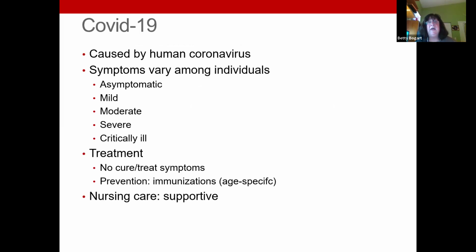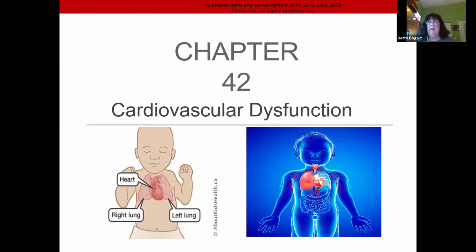COVID, again, is all upper respiratory. Again, trying to get those immunizations can help. And that's the newest thing on the respiratory.